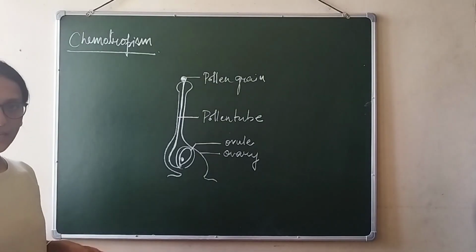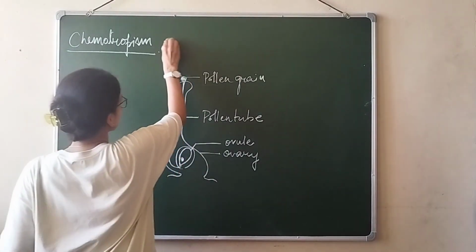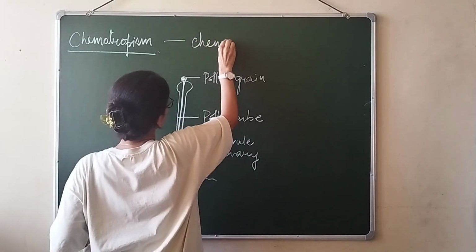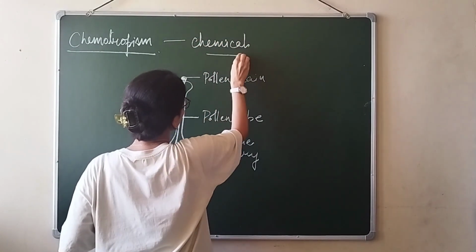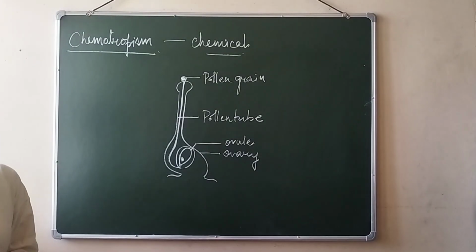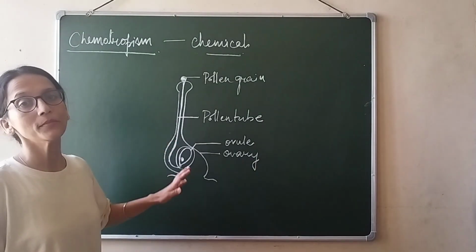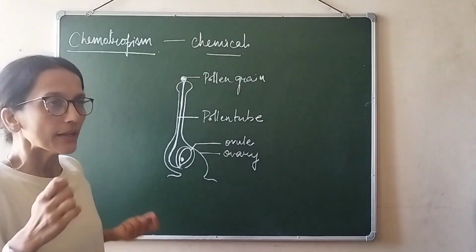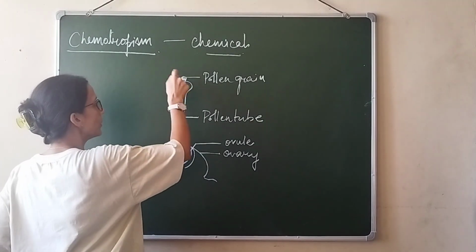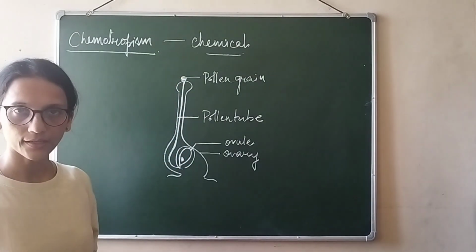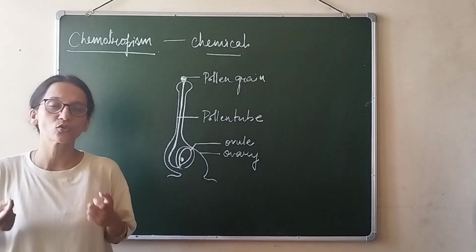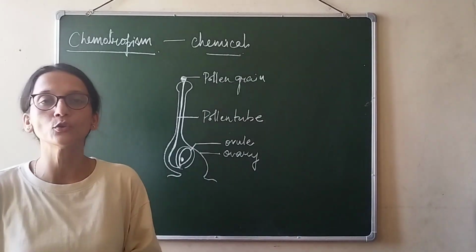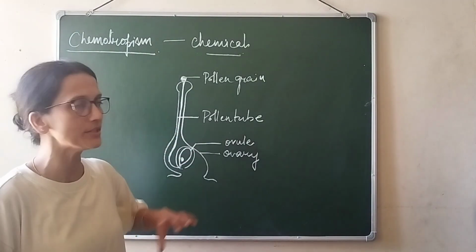The next type of movement, chemotropism, definitely the stimulus is chemicals. Which chemicals, and where do we find such examples? These are very common in all the flowers. In any flower, when a pollen grain comes and settles, then the first thing it does is it starts to grow a tube-like structure which is called pollen tube.